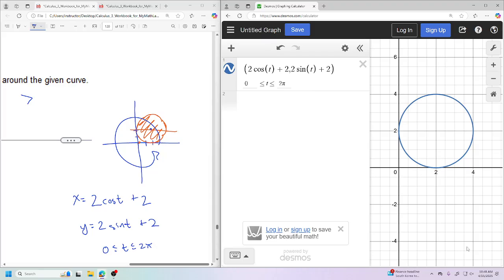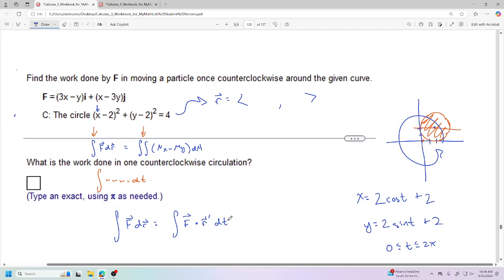Okay. So now let's try to put it all together. I've shown that this is a good set of paths. I can essentially now say this is 2 cosine t plus 2, and this is 2 sine t plus 2. And now I need to find r prime. What's my derivative in terms of t here? Wouldn't that be negative 2 sine? Yep, very good. And the 2 goes away. And this one would be just 2 cosine. Yep, sure. All right, I'm going to now take this and dot product it with this, and we're good.